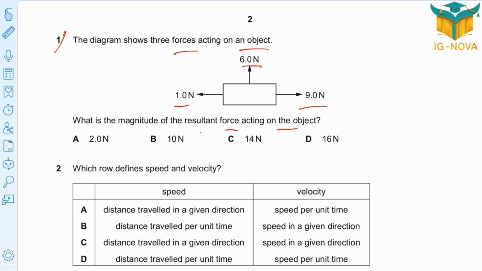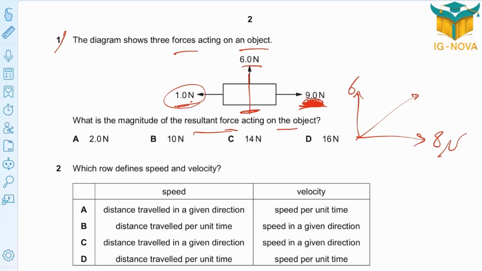To calculate the magnitude of the resultant force, this one will be cancelled from the 1 here, so 9 minus 1, for the right side it's 8 Newton. For the vertical side, here is 6 and nothing opposite, so it's 6 here, the resultant force. This is a hypotenuse. Which rule is going to be used? Pythagoras theorem. 6 squared plus 8 squared, that will be 10 Newton. So the right option is B.